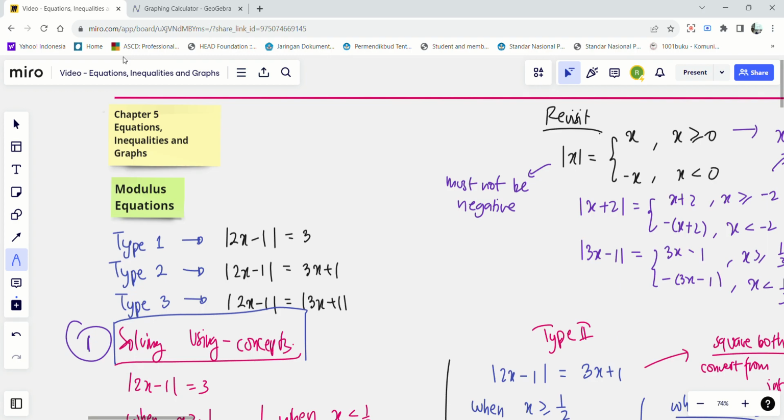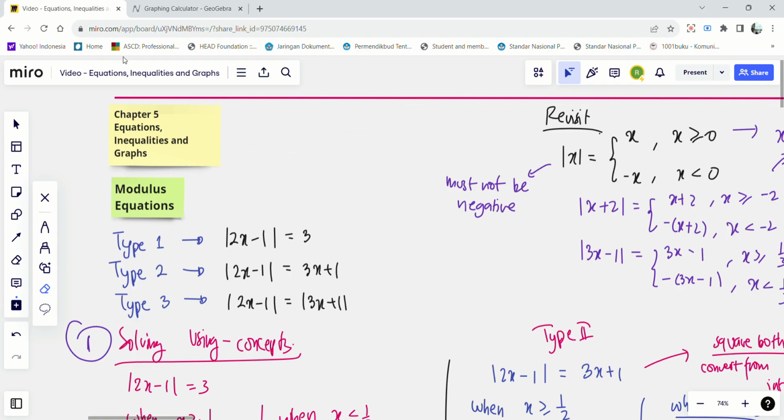In the next video, you will see how I explain solving modulus equations by squaring both sides, which for many of us is the preferable method. But in this video, I will ignore this. That will be the focus of the next video.